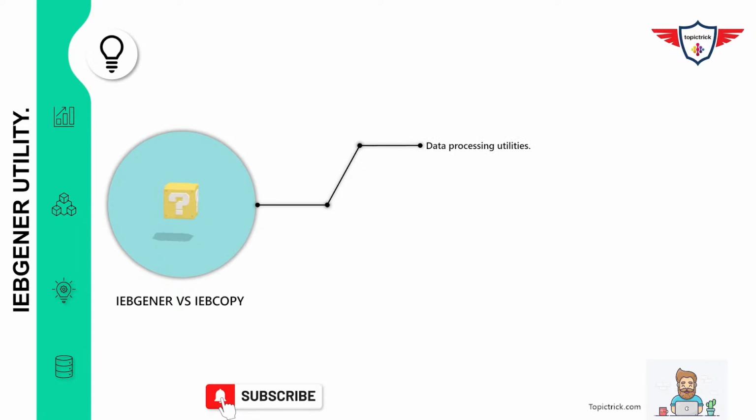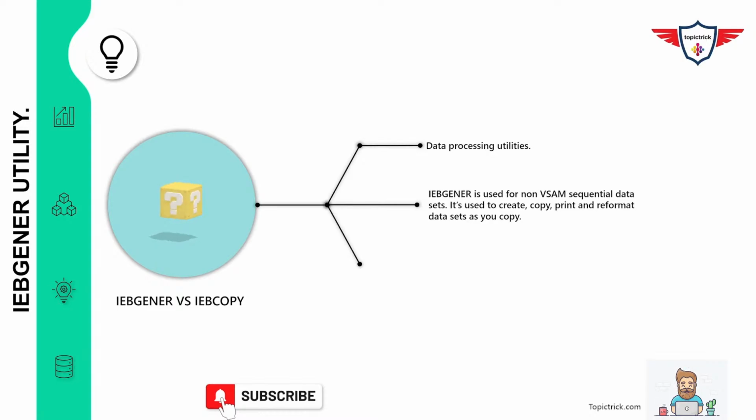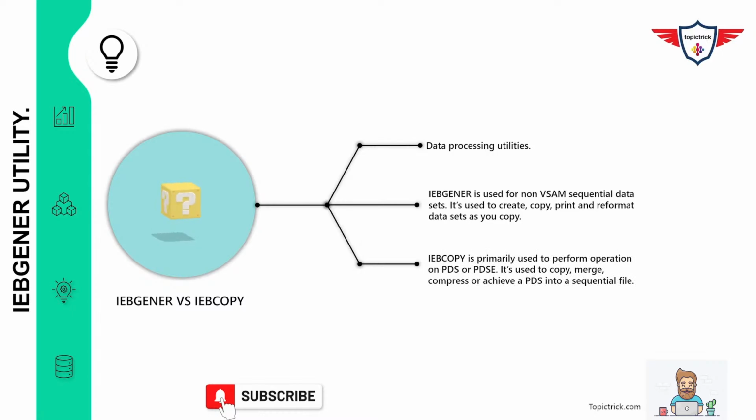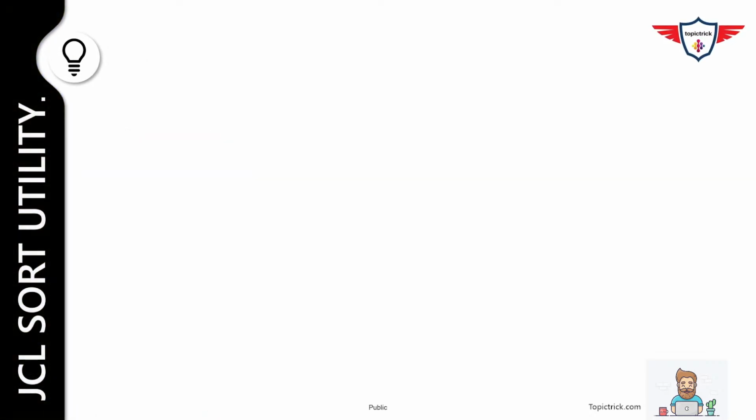Well, the correct answer is that both utilities are used for data processing. IEBGENER utility is used for non-VSAM sequential datasets. It is used to copy, create, print, or reformat a dataset as you copy. On the other hand, you have IEBCOPY, which is primarily used to perform operations on partitioned datasets or PDSE. It is used to copy, merge, compress, or archive a PDS into a sequential file.